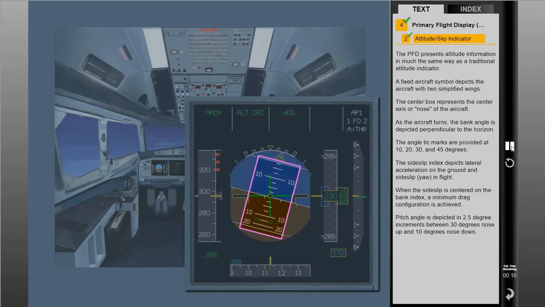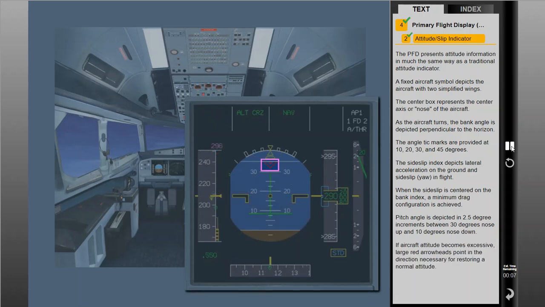Pitch angle is depicted in 2.5 degree increments between 30 degrees nose up and 10 degrees nose down. If aircraft attitude becomes excessive, large red arrowheads point in the direction necessary for restoring a normal attitude.